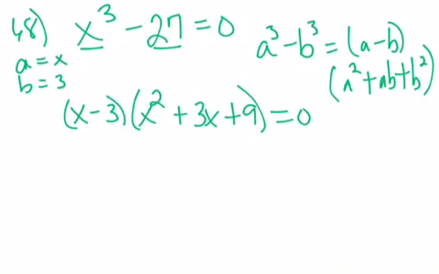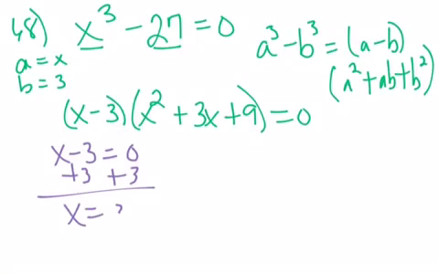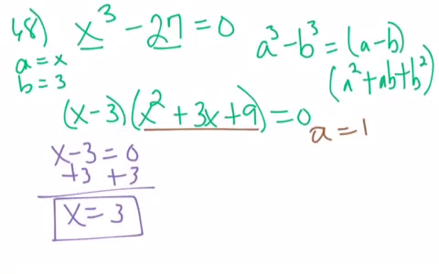That's what it means by solving by factoring. Then it wants you to use the quadratic formula. This part, if we set it equal to 0 for the product rule and add 3 to both sides, then we get x equals 3 for a solution. The other part of this equation will not factor, so we're going to have to use the quadratic formula with that. So a is 1, b is 3, c is 9.